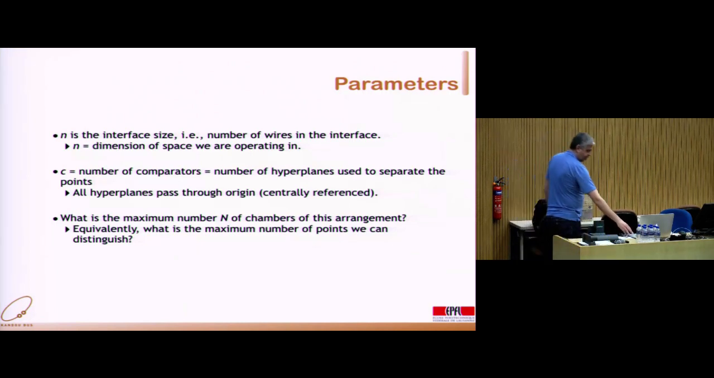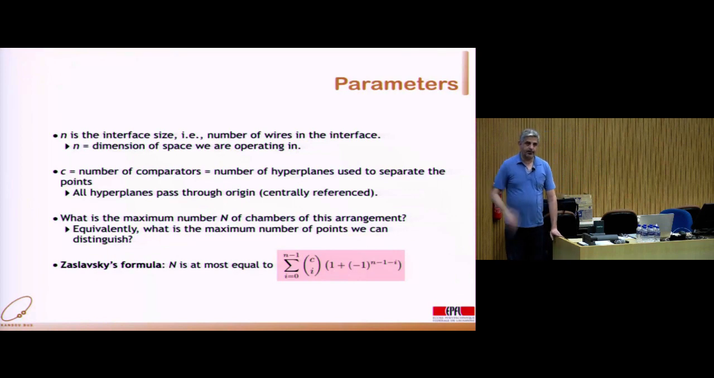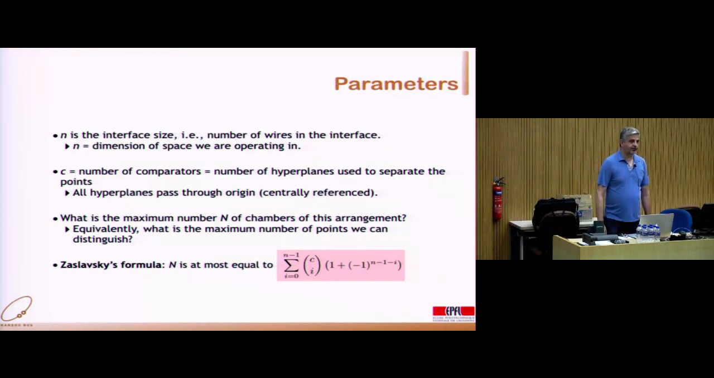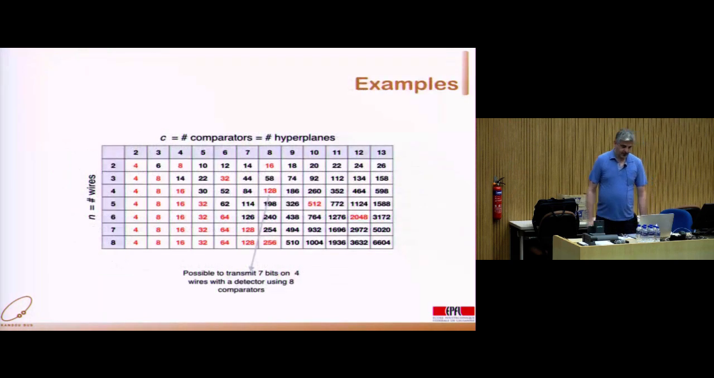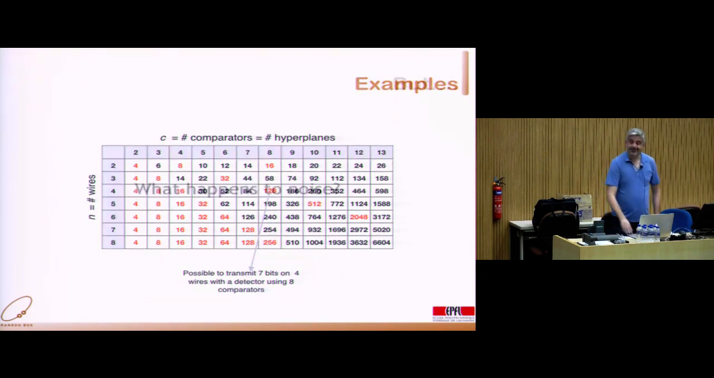And interestingly enough, this was solved by Zaslavsky in the 1970s. That's the number: the maximum number of chambers that a hyperplane arrangement with C hyperplanes in the n-dimensional space can have. So you can tabulate the numbers, and then you can, for example, see that you will be able to transmit 7 bits on 4 wires using, what is it here? 8 comparators. Could have also.